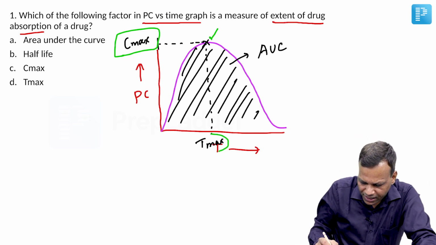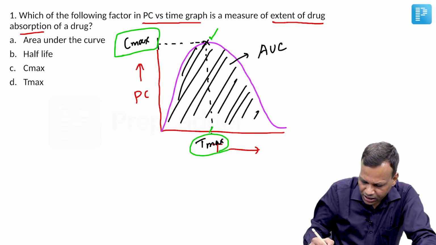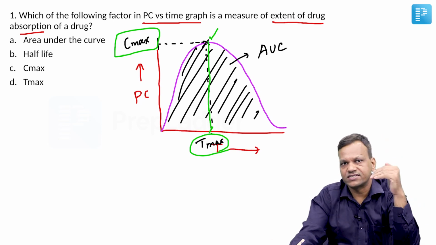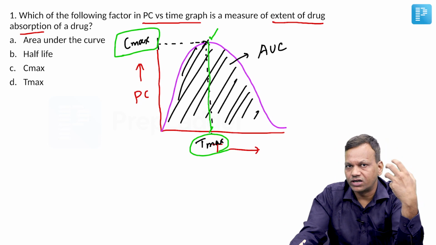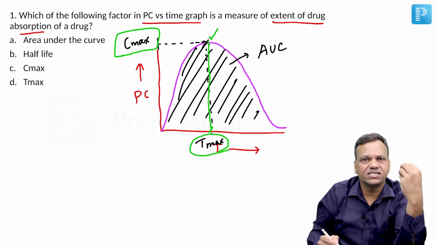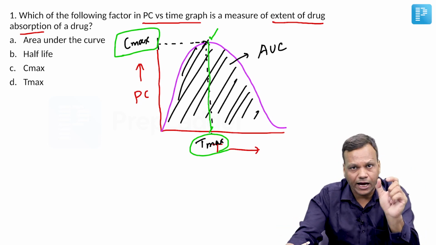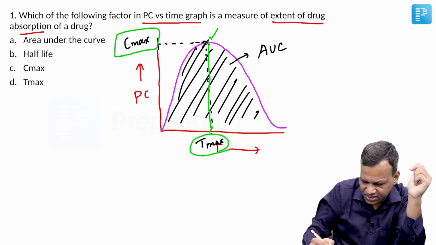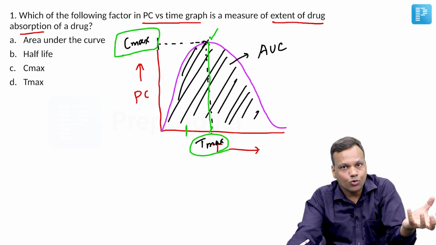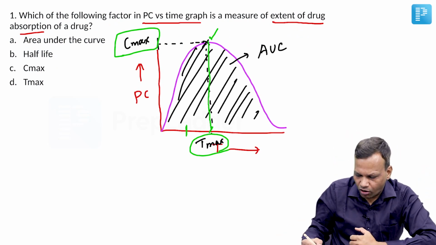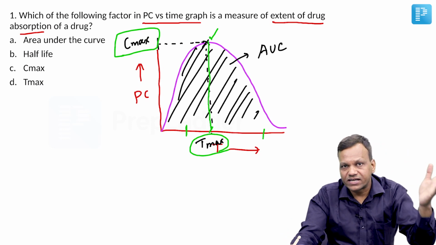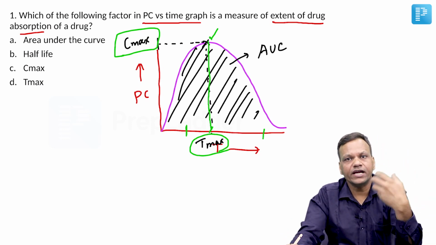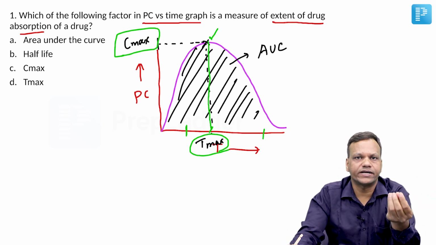On the other hand, Tmax is the time in which plasma concentration becomes maximum. So in how much time the concentration has reached its maximum height, that is called Tmax. Tmax tells the time in which concentration becomes maximum. If it becomes maximum in lesser time, that means the drug is quickly entering the blood. If it takes longer to reach maximum, the drug is slowly entering the blood. So Tmax tells about rate of absorption, how quickly the drug is absorbed.